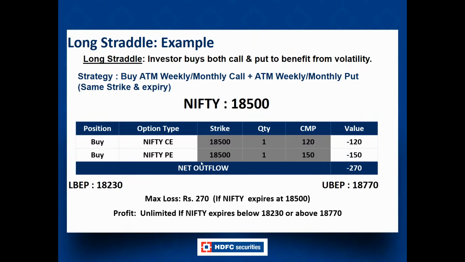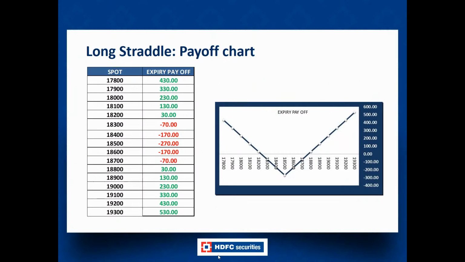That's your maximum loss. But your maximum profit is unlimited, however much it goes below the lower break-even point, or if it goes above the higher break-even point, however much it goes, your profit is unlimited. Now let us understand with the payoff diagram and chart.